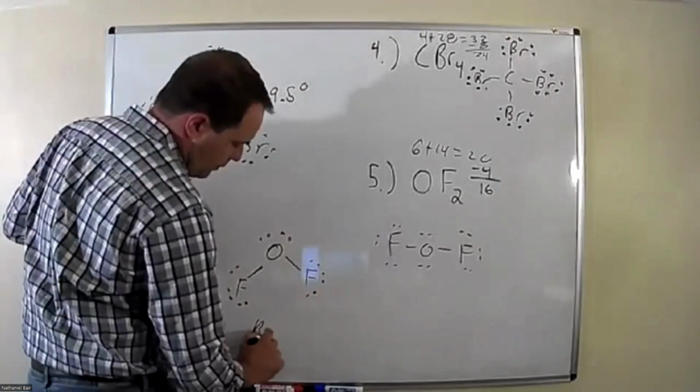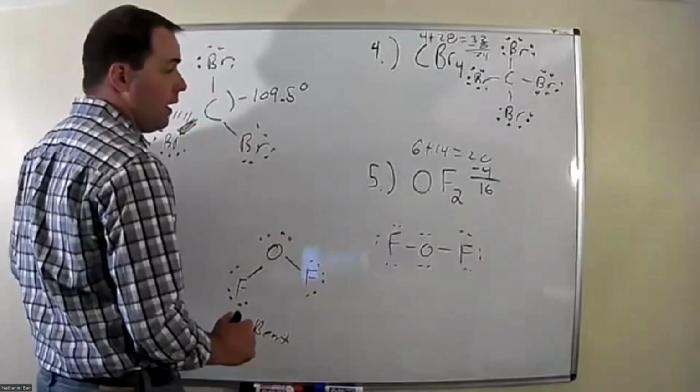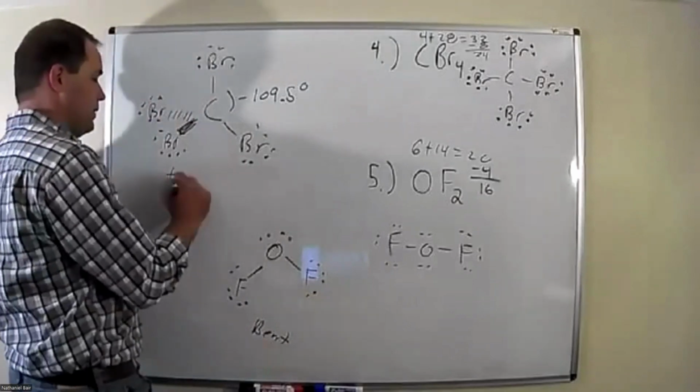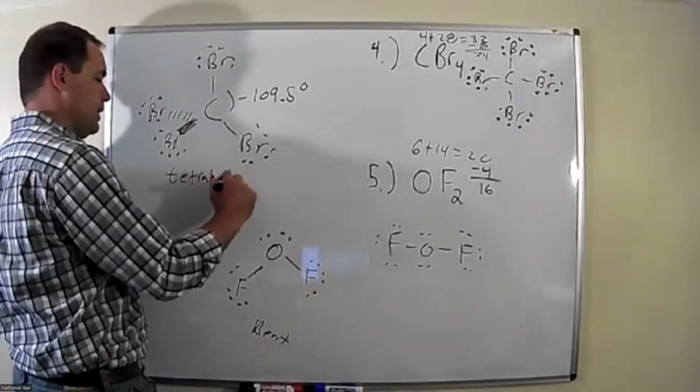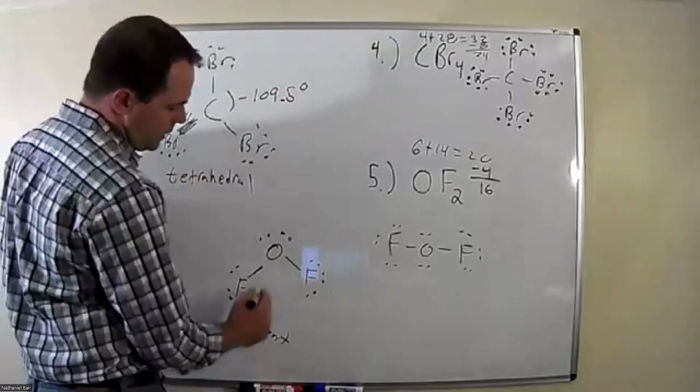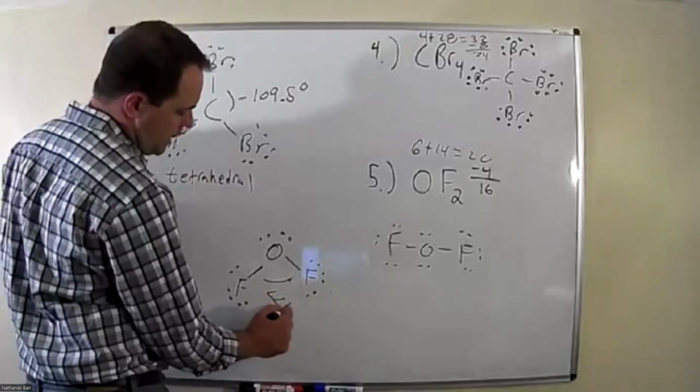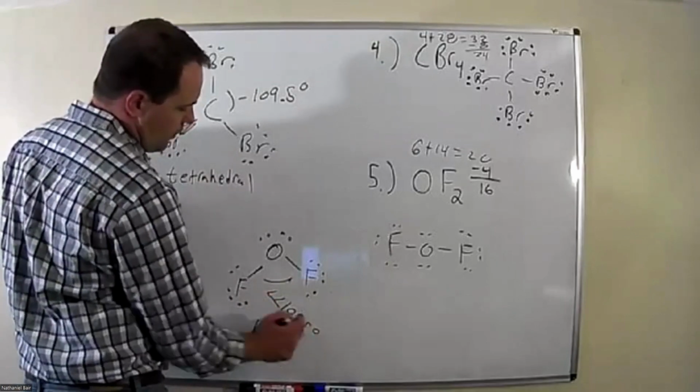This is going to be our bent molecular geometry. And, oh, I didn't write tetrahedral for this one. Sorry, I said it, didn't write it. This will be our bent molecular geometry. And this is much, much less than 109.5.